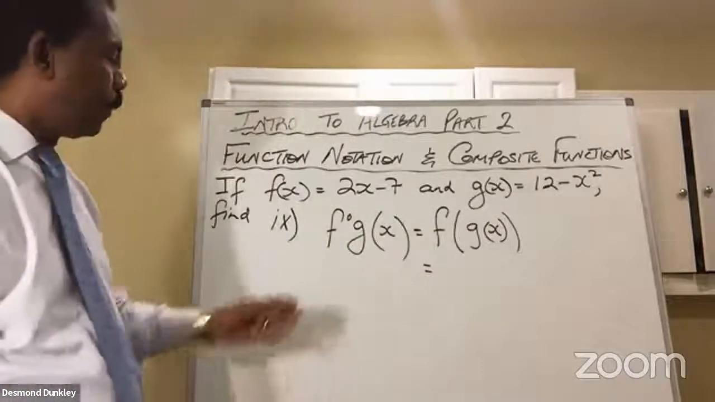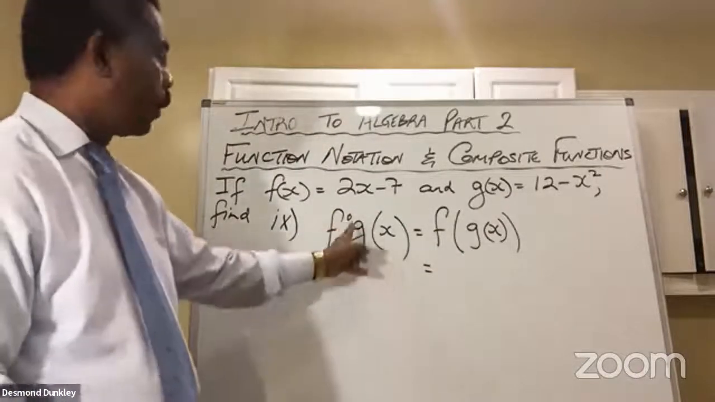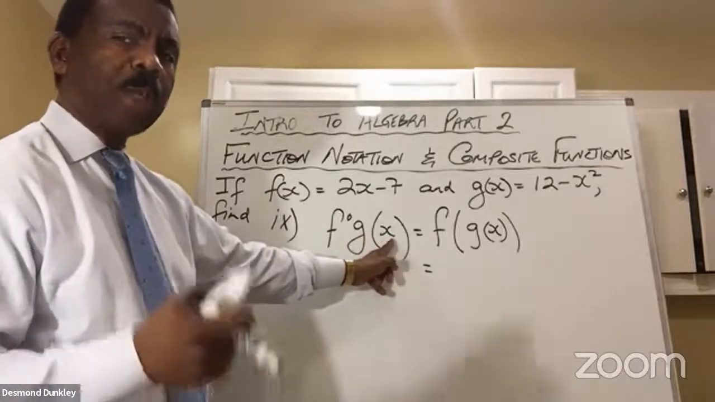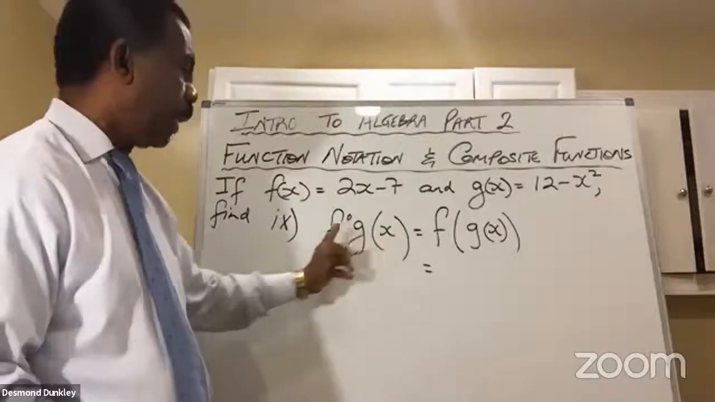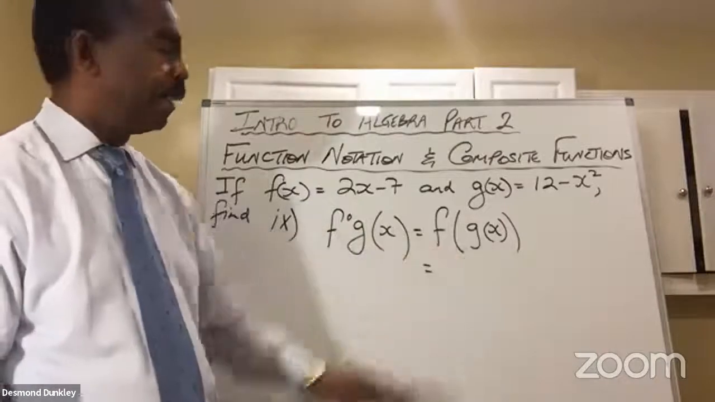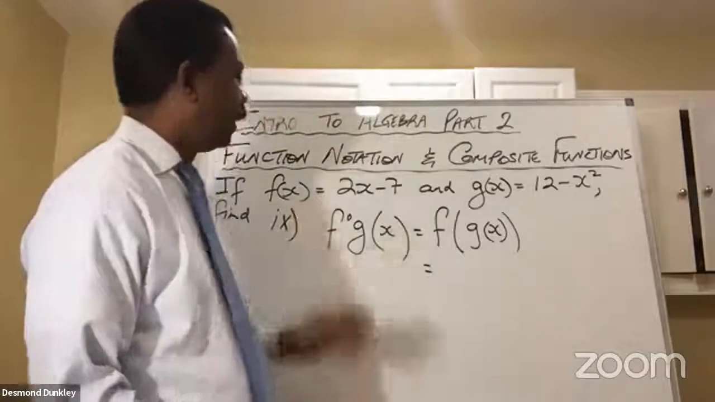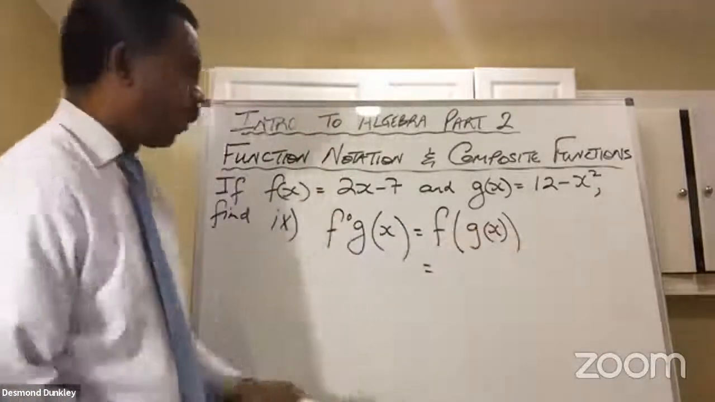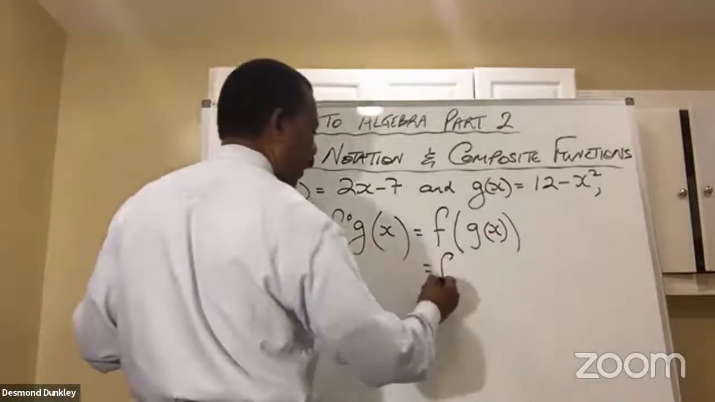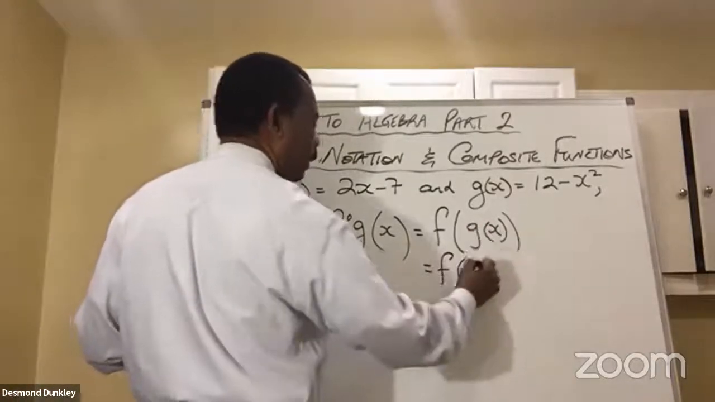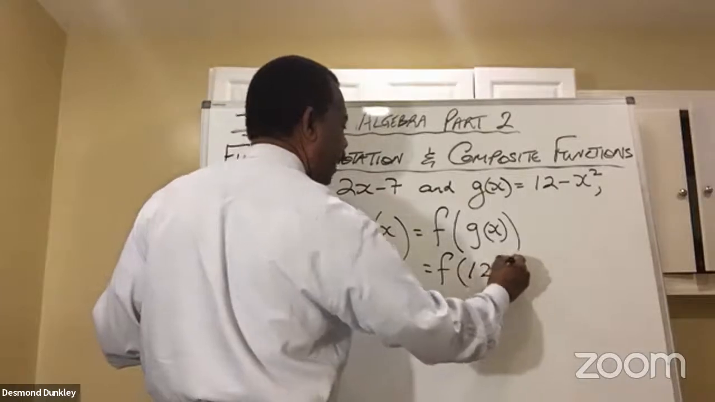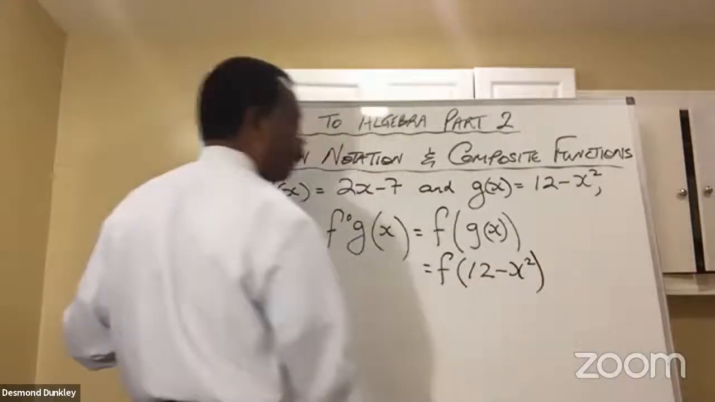Remember, I said to you that the composite function means you perform this, and once you're finished with this, then you apply f to the result. So it's f of g of x. So what is g of x? So g of x is the same as 12 minus x squared. That is what g of x is.